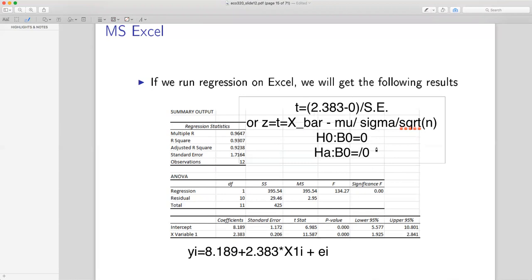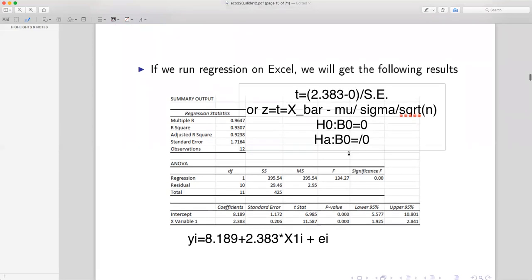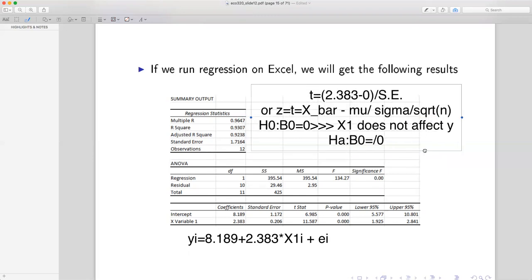I'm going to explain why we are using 0. Because this is testing whether this is 0. If this is 0, what does this imply? That x1 does not affect y. That is your interpretation. Your alternative hypothesis is, oh no, it does affect y. So you are testing whether x1 is affecting y or not. In other words, for your project, it's whether student to faculty ratio affects graduation rate or not.